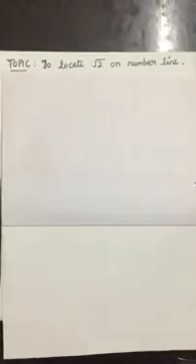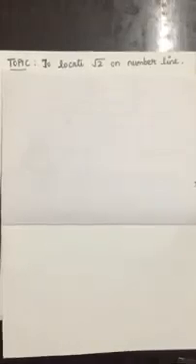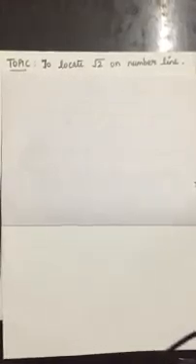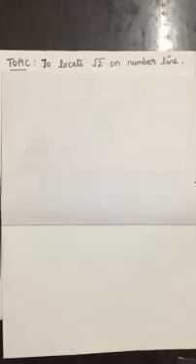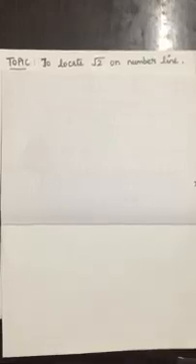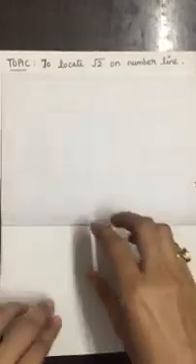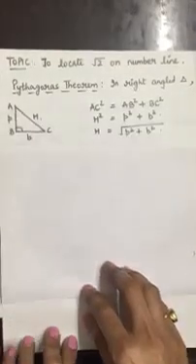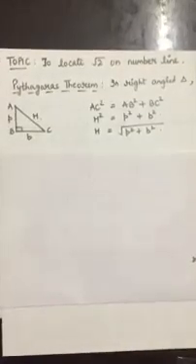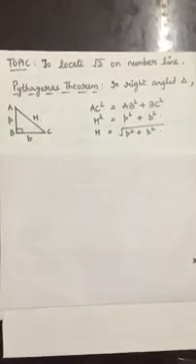In your previous classes, you learned how to locate rational numbers and integers on the number line, but in this class you will learn how to locate irrational numbers on the number line. For that, we will go through the concept of the Pythagoras theorem once again. What is the Pythagoras theorem? You have studied this in class 7th.